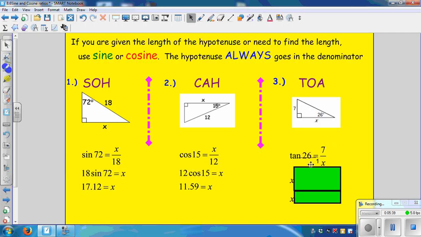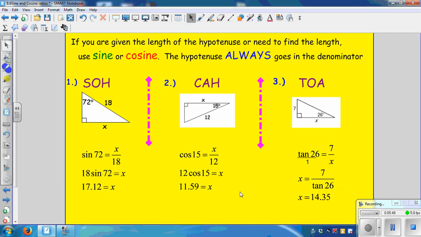There you go. And cross multiply. And then you divide by tan 26, and you get x is 14.35.